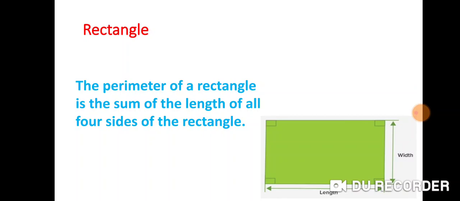Let's start. The perimeter of a rectangle is the sum of the length of all the four sides of a rectangle. Now in the rectangle, we see that we have a length and the width. The two parallel sides are always equal. So the length of the rectangle plus the breadth of the rectangle, doubled, gives you the perimeter of the rectangle.